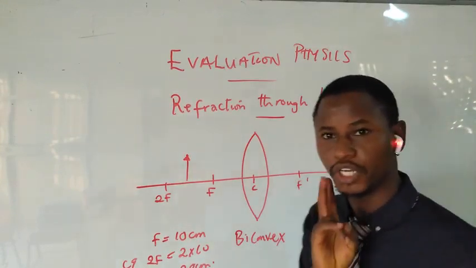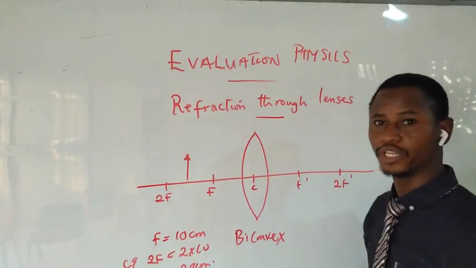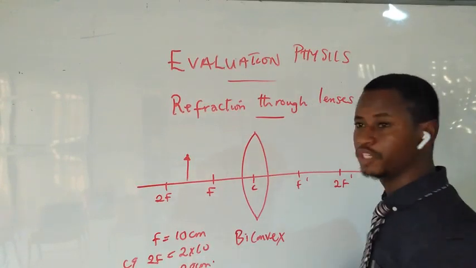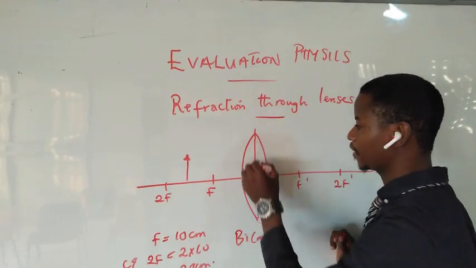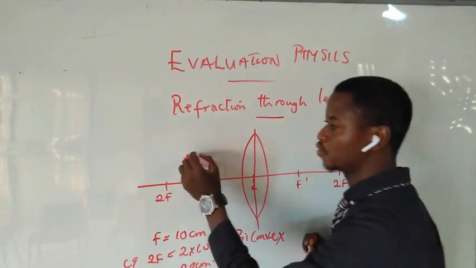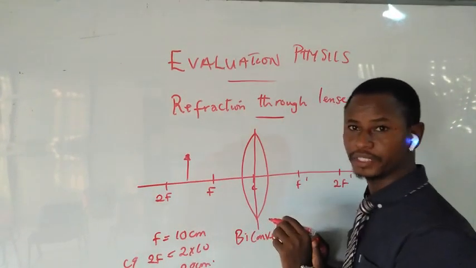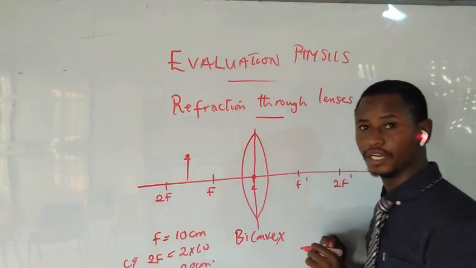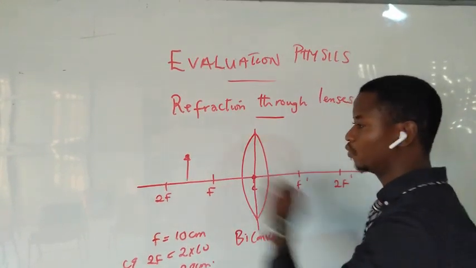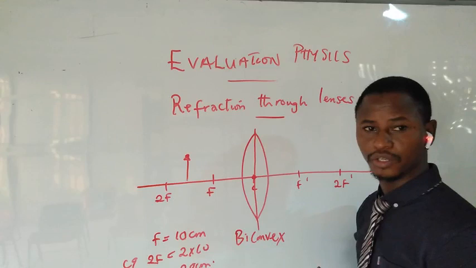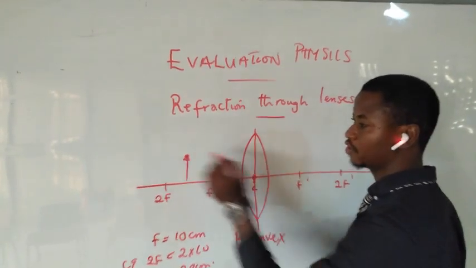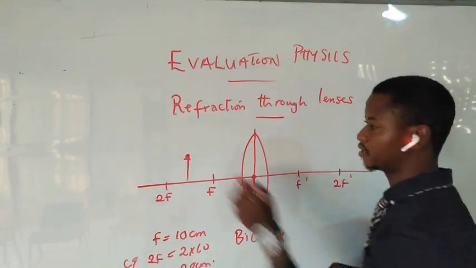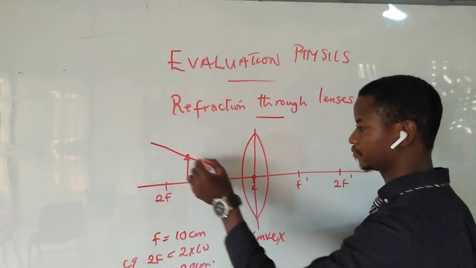Now, there are 2 basic rays that you're going to draw in order to obtain the image formed by a lens. The first one is a ray that passes through the head of the object and the optical center of the lens and goes through without being deviated. So all you need to do is to get a ruler, join the head of this object to the center of this lens, and you draw.